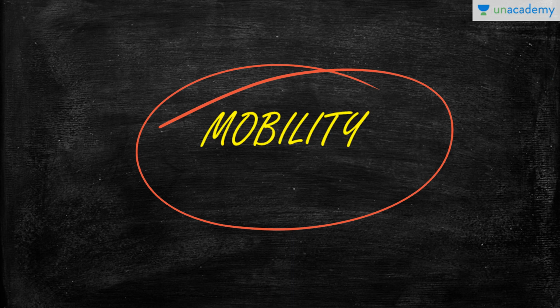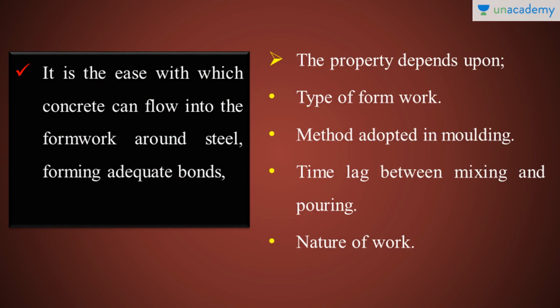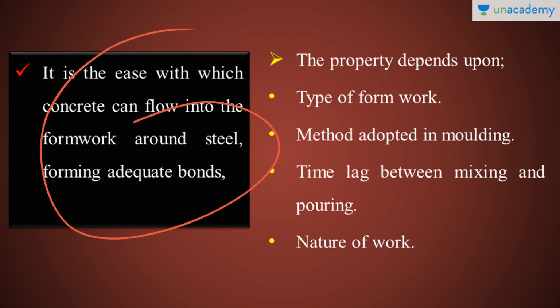Now let's move on to the mobility. Mobility is another factor which has a direct connection to the workability, but it has its own individuality. Now let's see what that is. First and foremost, the definition for mobility: it is the ease with which the concrete can flow into the formwork around steel and forming adequate bonds. In simple language, it says that the ability to be molded.